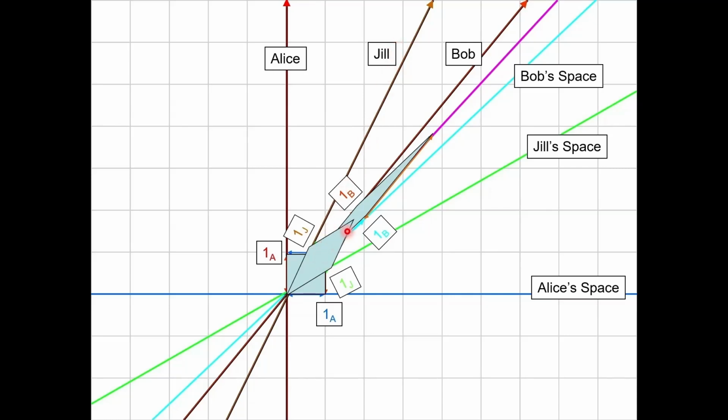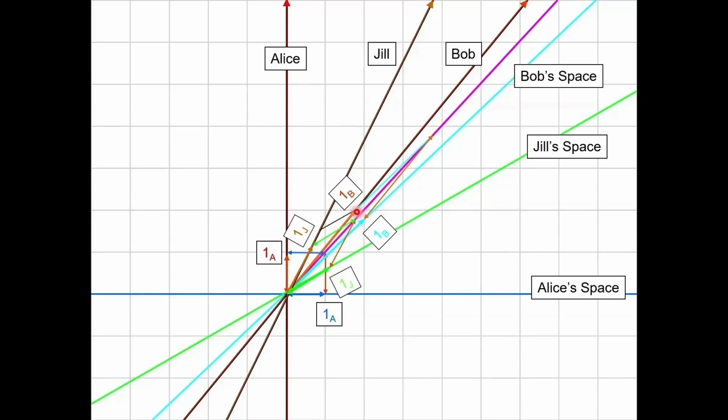And again, we look for a rhombus that has the same area as Alice's area. And once we have this rhombus, then we know that this point over here is 1 unit of time and this point over here is 1 unit of distance in Bob's coordinate system. Now let's do the same procedure as before and see how Jill sees Bob's coordinate system and how Bob sees Jill's coordinate system, but we will do it only for the time component.